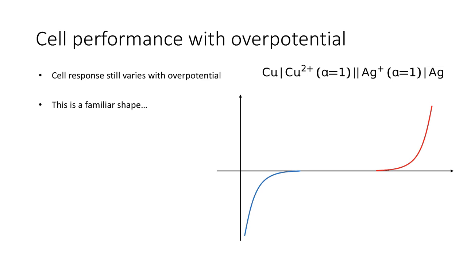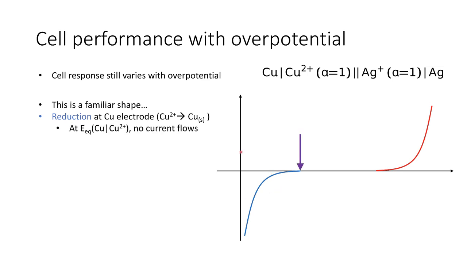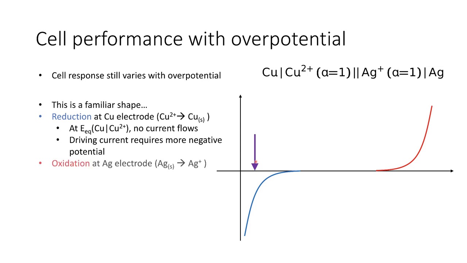But now we're looking at a much greater potential range, the potential under which we would expect to do real electrochemistry. Now remember we said that we'd have reduction at the copper electrode. So we have reduction here of copper ions going to copper solid. At the copper equilibrium potential, no current flows. So if we're holding our cell here, we wouldn't expect to get a current. So in order to drive the current through, we have to move the potential to a more negative value.